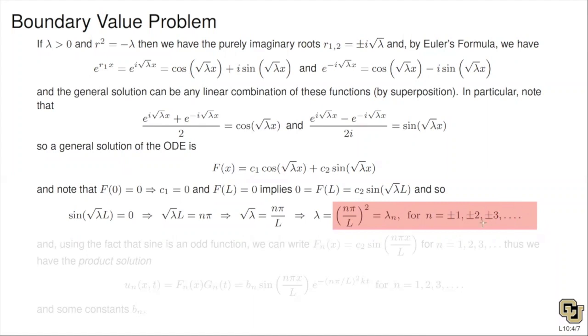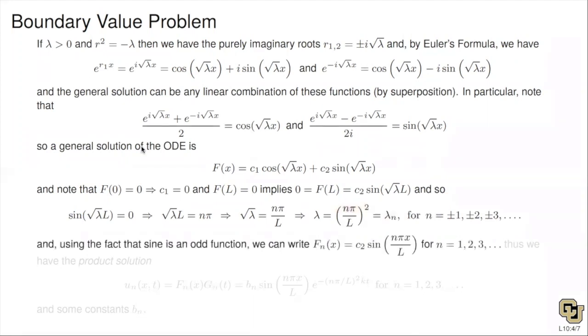I mean, it's being squared, so the negative doesn't really matter, right? But those are the eigenvalues. So now we have to create the product solution. So we're going back to our separation of variables assumption, which said I assumed U was F times G. But at that point, I was just assuming there was one solution. Now it turns out there's infinitely many solutions.